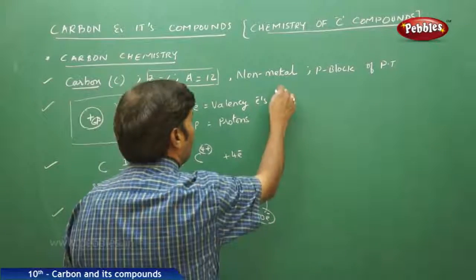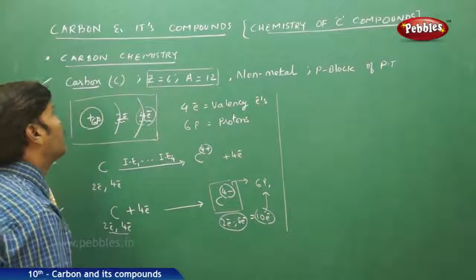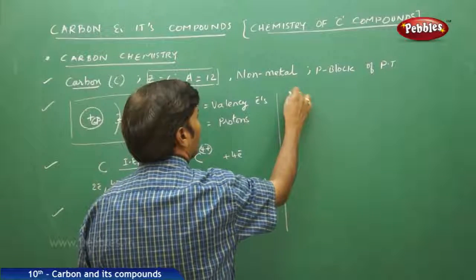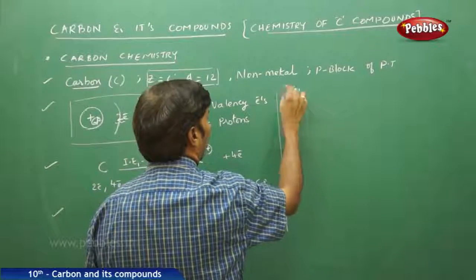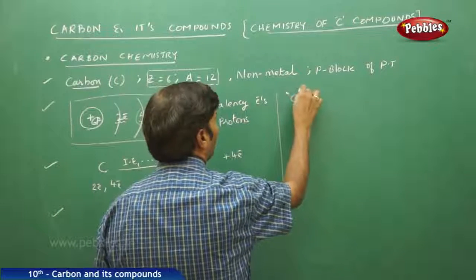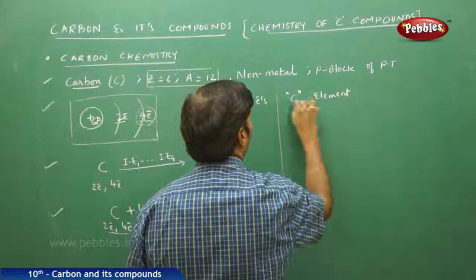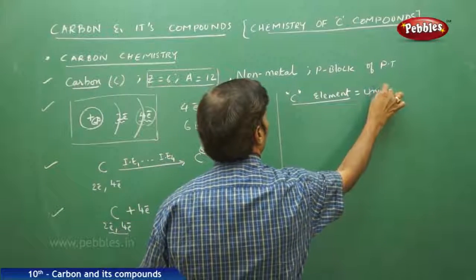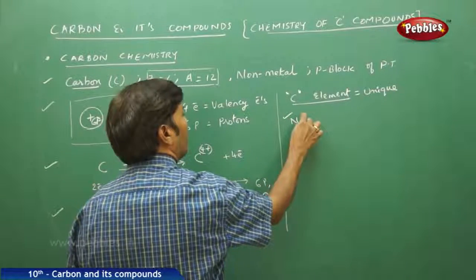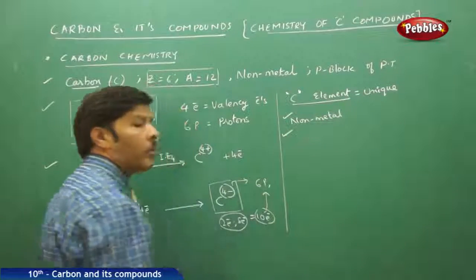Now in the general introduction to carbon, why do we call this chapter carbon chemistry? Why is carbon so unique? Let us understand the properties of carbon in this way. Carbon as an element is always unique. It has unique properties. One is that carbon is a non-metal, first point.